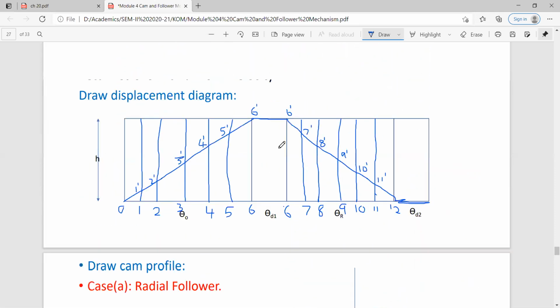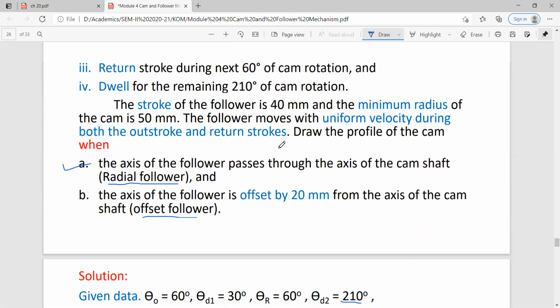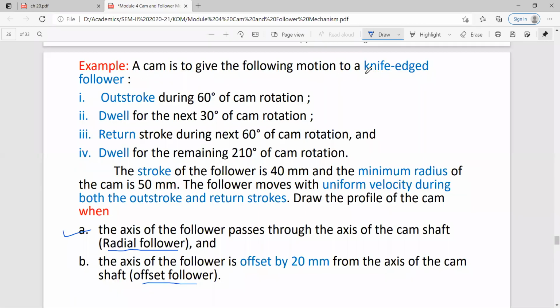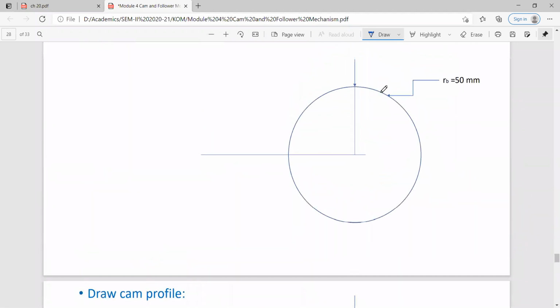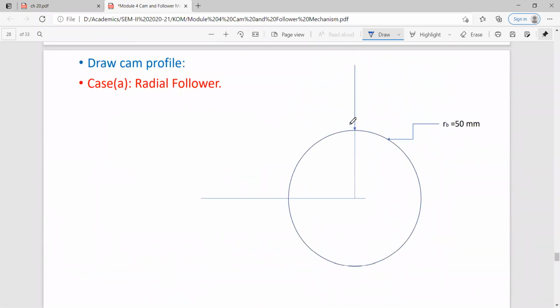And which kind of follower is given to you? It is a knife edged follower. It is very important. If the follower changes, sometimes it is given that it is a roller follower, then your construction will also change. Keep in mind. So first we located the position of the follower.